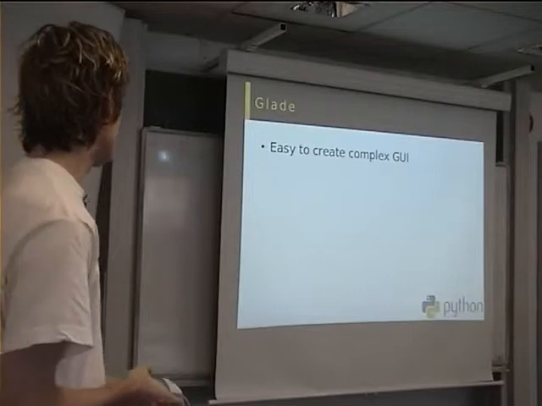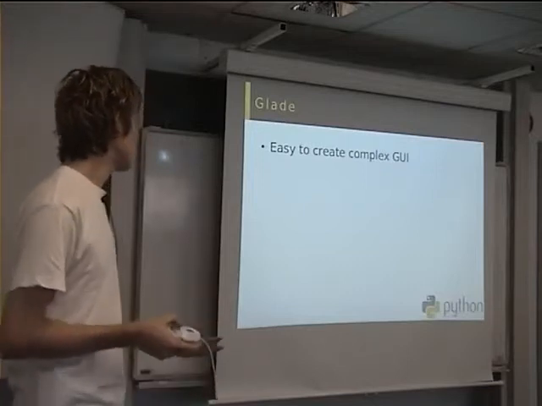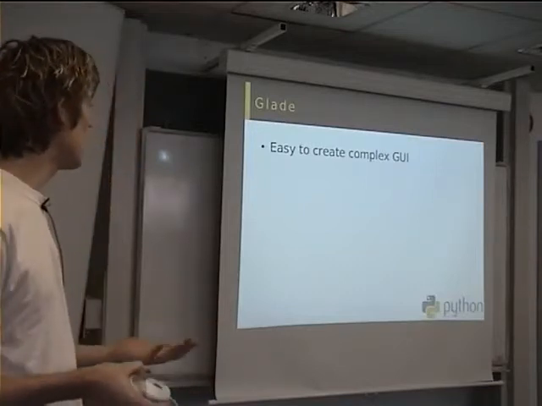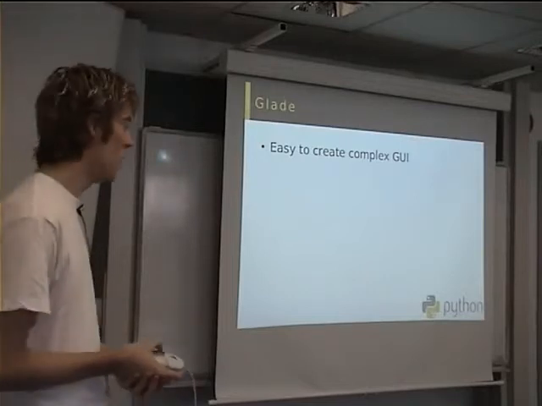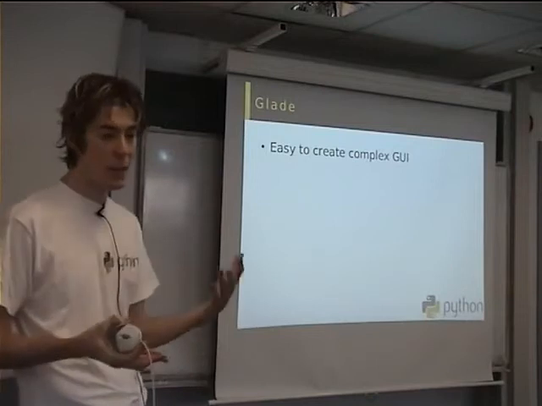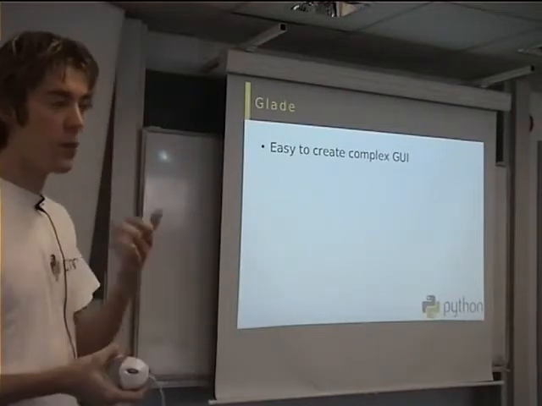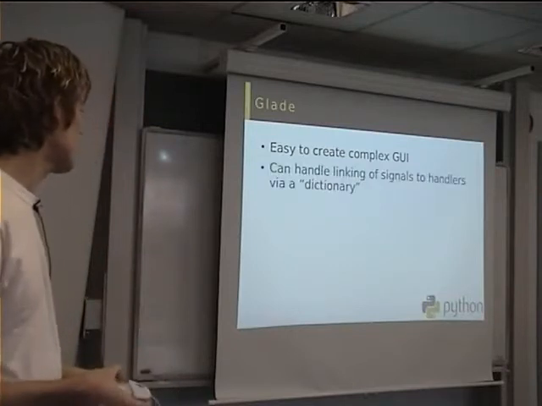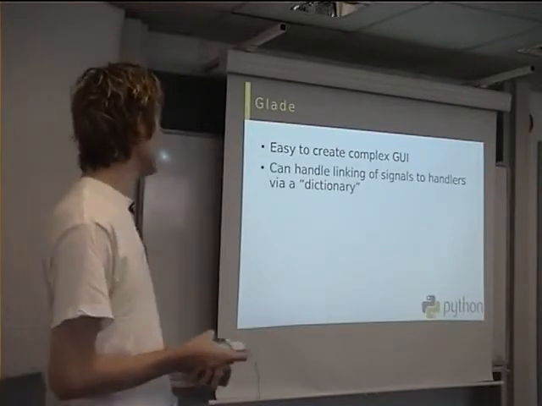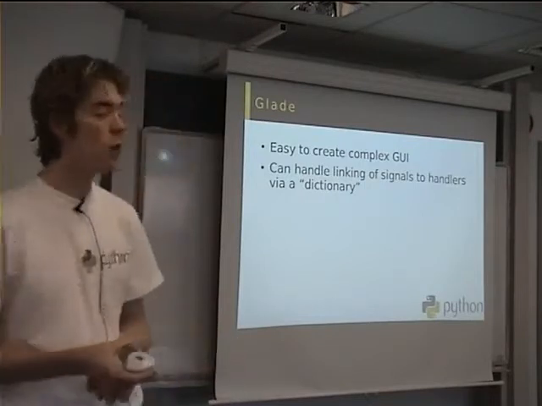So the advantages, as I say, of using Glade is it's fantastic and very easy to create a complex graphical user interface. With putting things like tabs on pages and various other bits and pieces, it really is a good resource. And it handles these linking of signals to handlers via what they call a dictionary.